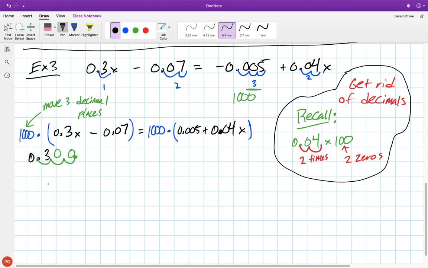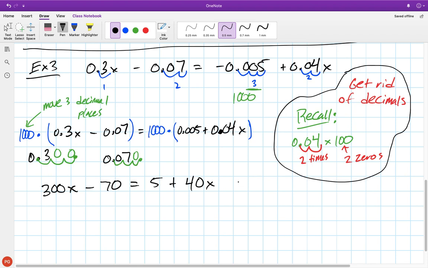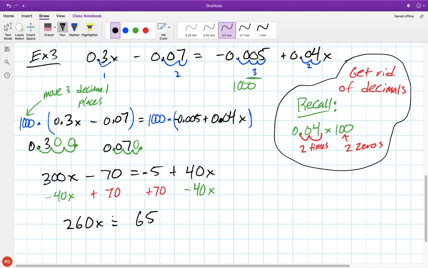So our first part is going to be 300x. We can do a similar thing for 0.07, still moving it 3 decimal places. So our next part is going to be minus 70. And I'll do that for the rest of these. Once we're back to this spot, we know exactly how to solve. Move all the numbers to one side, move all of the x's to one side. And that should be what you get.